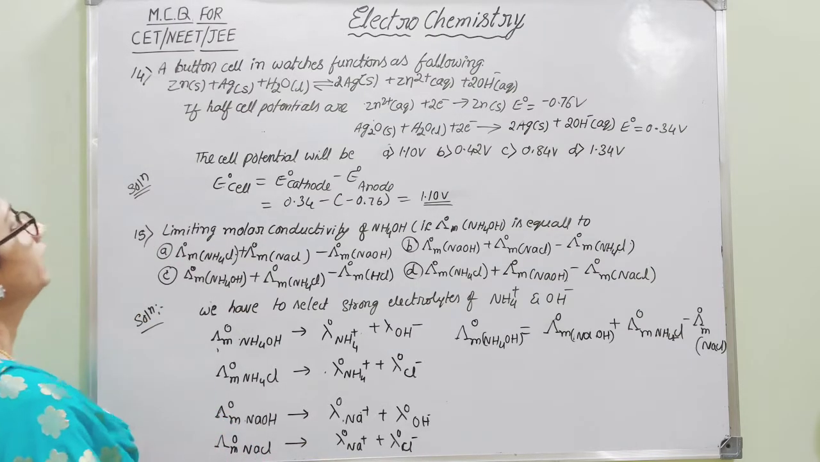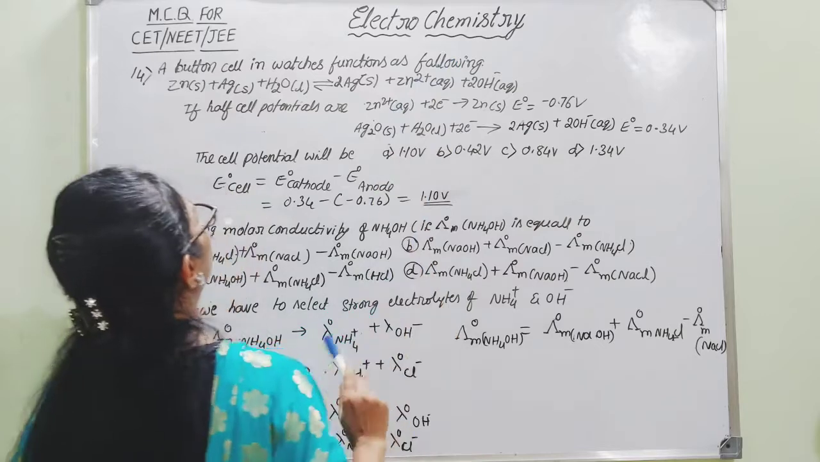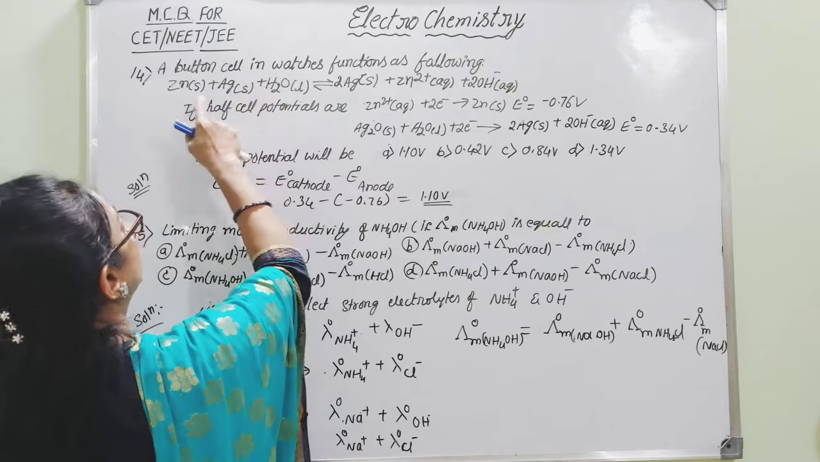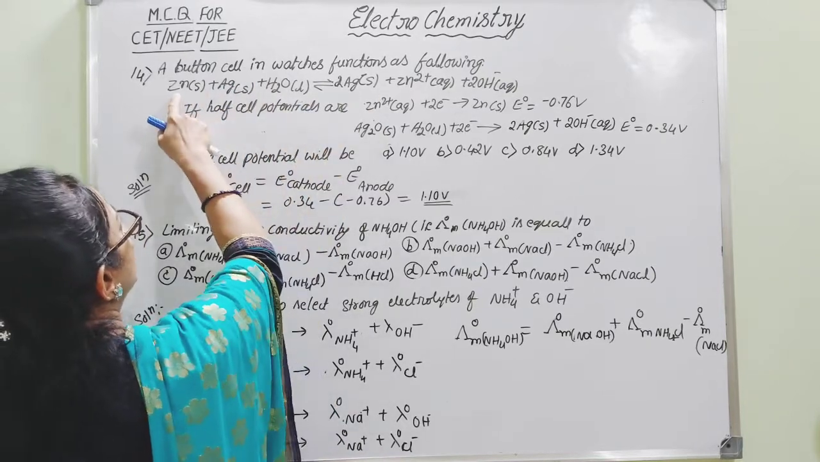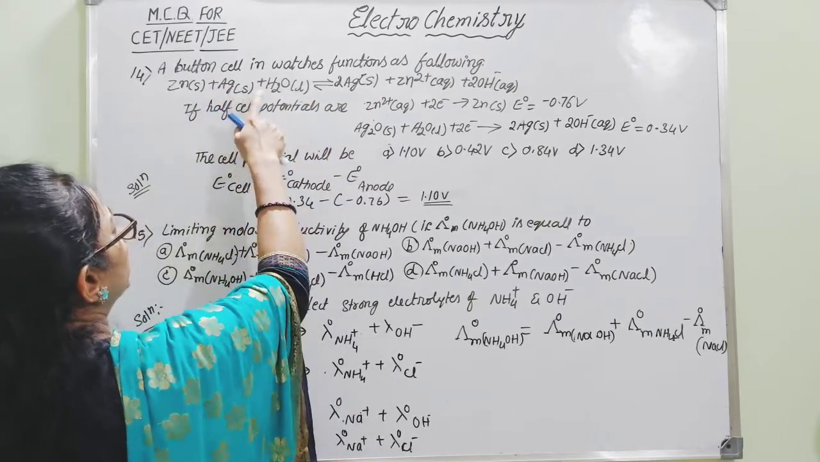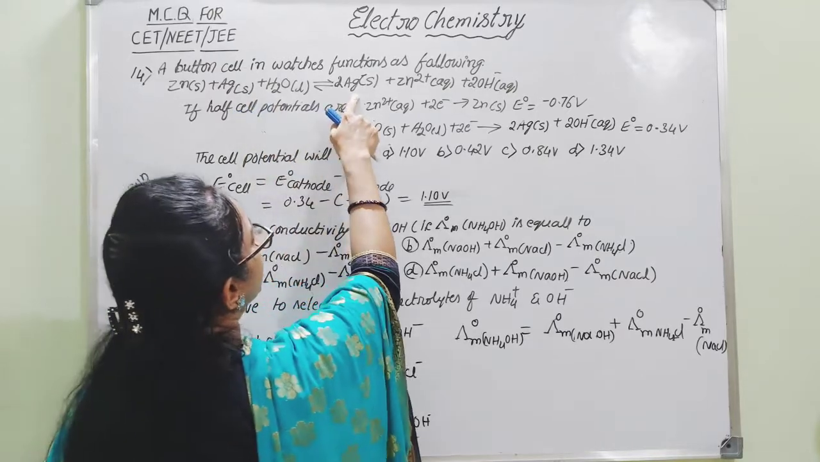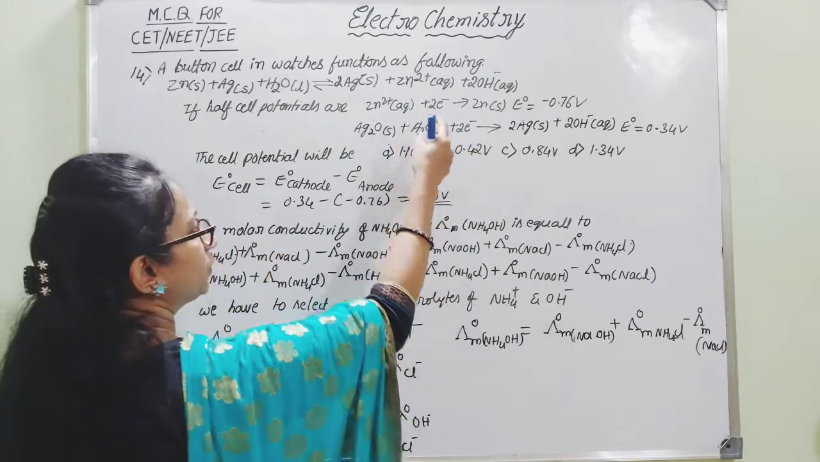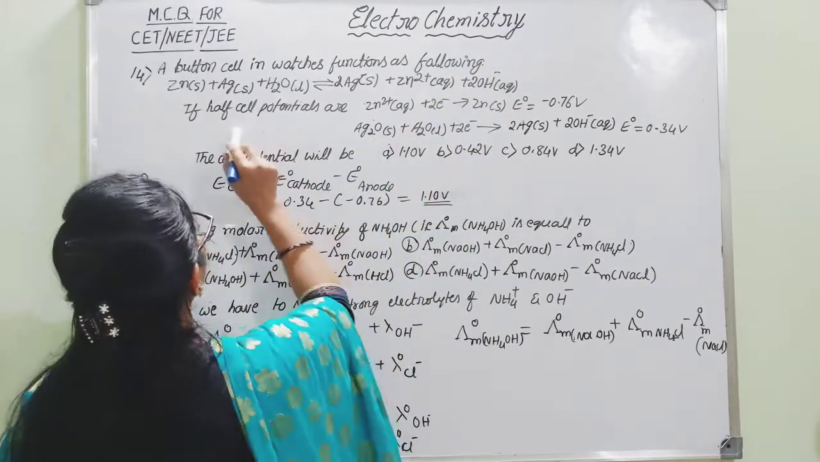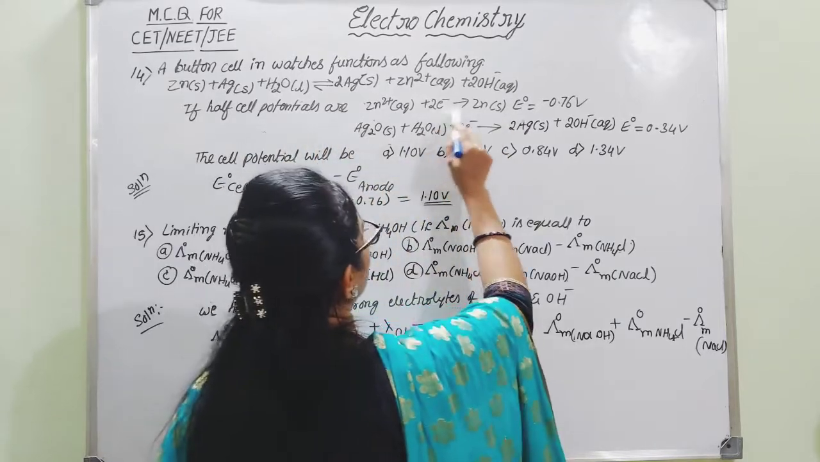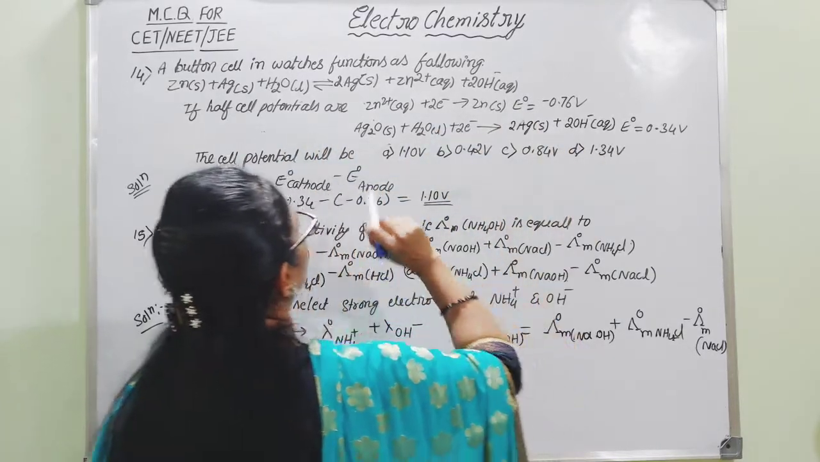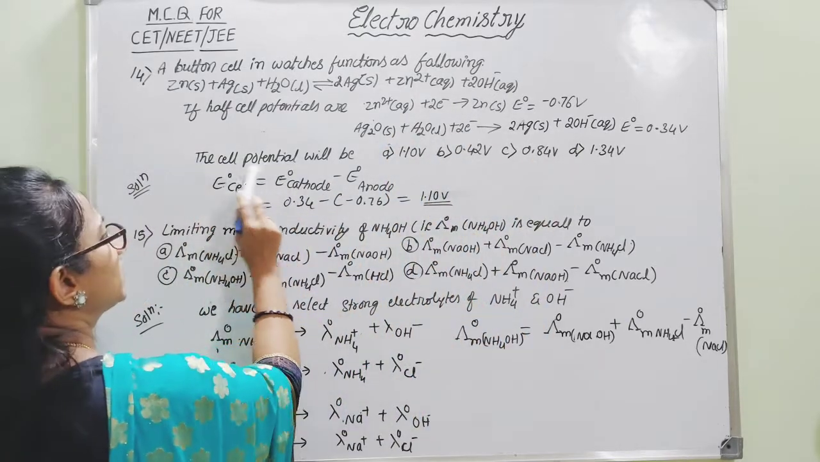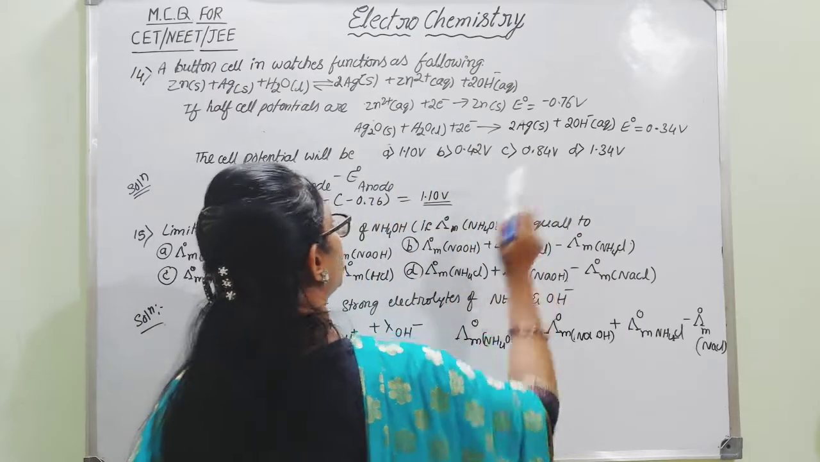The next question: a button cell in watches functions as follows. Whatever the watch, if you use that cell, which is button sized, the process involves zinc and silver oxide reacting with water, giving silver along with zinc ions and OH minus ions. If you separate the anodic reaction and the cathodic reaction, the half cell potentials are mentioned with respect to each. This is the anodic reaction and this is the cathodic reaction. They are asking for the cell potential.